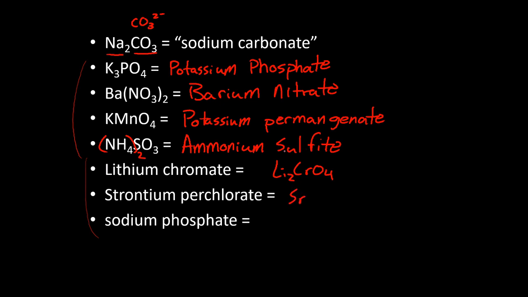So the next one here, strontium perchlorate. Perchlorate has 4 oxygens and a -1 charge. Strontium is in the second column, so it's going to be +2. So we need 2 perchlorates. So we have +2 from the strontium, -2 from both of those perchlorates. Put together would be 0.